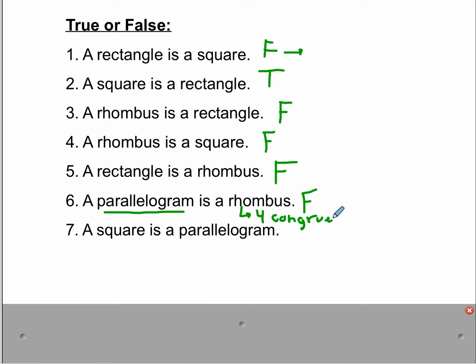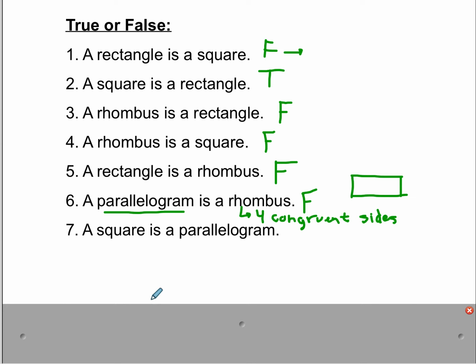And the answer to that question is yes. There are plenty of ways that I could draw a parallelogram that does not have 4 congruent sides. Think about it. A rectangle is a parallelogram that does not have 4 congruent sides. So a parallelogram is a rhombus.